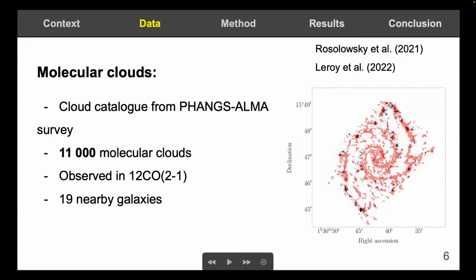Now, as for the molecular clouds, we used a catalog of around 11,000 molecular clouds, which was produced using the PHANGS-ALMA survey of those same 19 galaxies observed in CO(2-1). So here on the right, you can see the cloud masks in red.